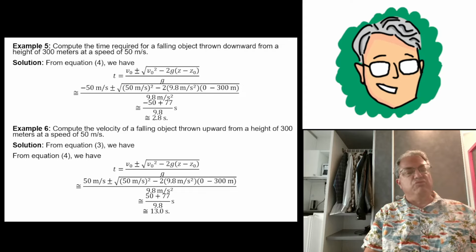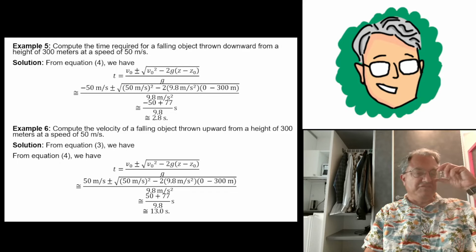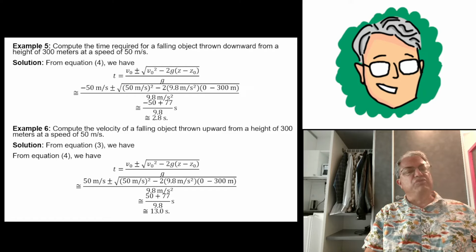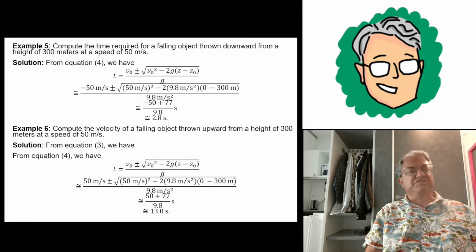For the first example, where we're throwing the ball downward, we find that it hits the ground in just 2.8 seconds. So that's a lot faster. If you threw it down, you're giving it some initial speed, so naturally it's going to hit the ground a lot faster than it would otherwise. In this case, it hits 5 seconds earlier. In the other example, where we're throwing the ball up in the air instead of down, it takes 13 seconds to hit the ground. It takes 5 seconds longer. So, that kind of makes sense.